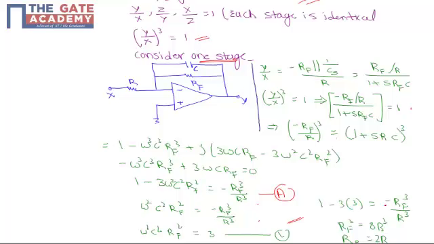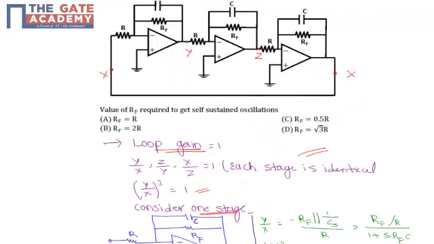Substituting this value, it will be equal to minus RF cubed divided by RF squared, so the RF value will be 2R. This is the final answer. This value satisfies option B, RF equal to 2R. This is the final answer.